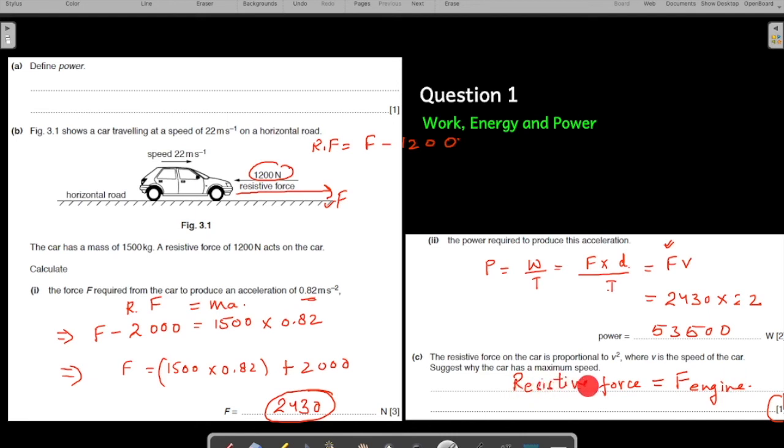So why will the resistive force increase? The resistive force will increase because your velocity will increase. Your velocity will keep increasing, and the resistive force will keep increasing until the point the resistive force becomes equal to the forward force by the engine. The resultant force becomes 0, and beyond that there will be no further increase in the velocity. Why? Because the acceleration becomes 0. This concept is explained in my video on terminal velocity. Please go through it, because I will not explain the theory here again, otherwise the explanation for this question will become very long.